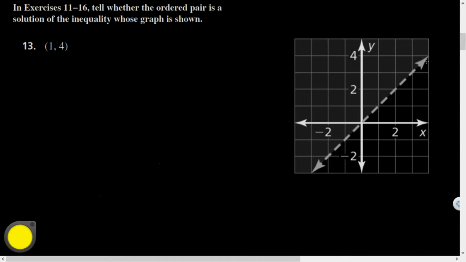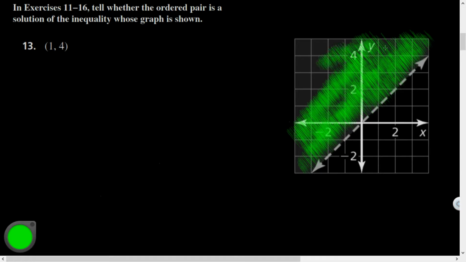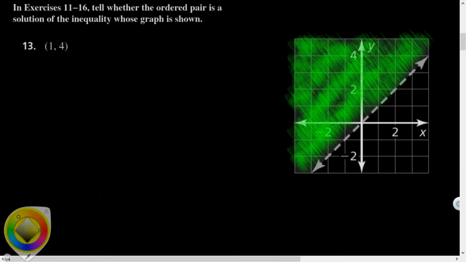In case you can't tell, this is where it is shaded over here. The black and white didn't really take it. So here's a shaded region, and the question is: is this point a solution of the inequality whose graph is shown? So 1, 4 would be over 1 and up 4, and that point is in the shaded region, so this is a solution.